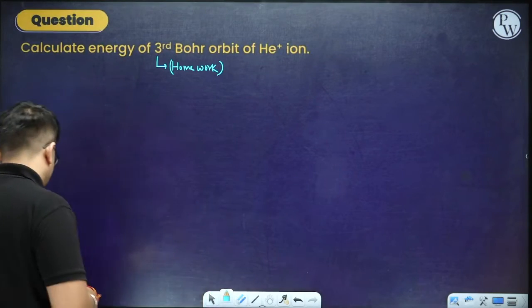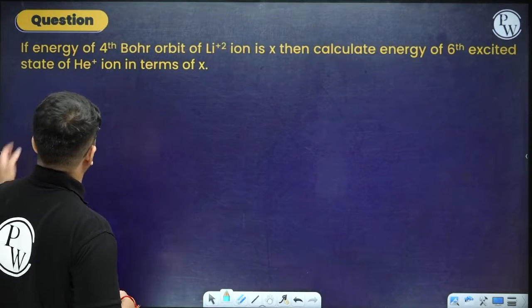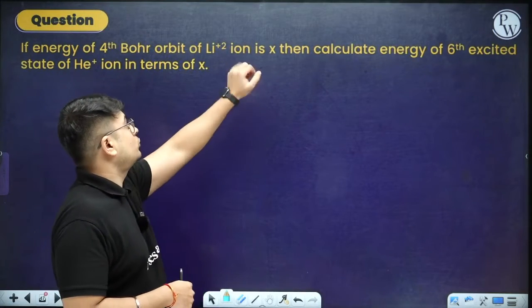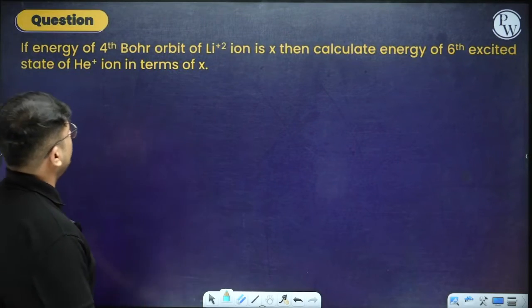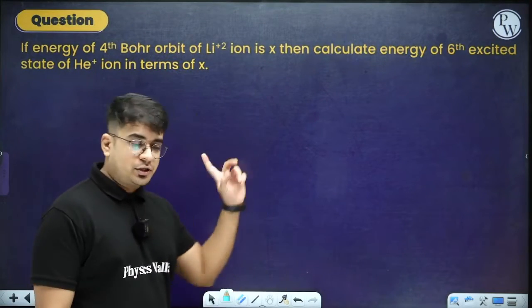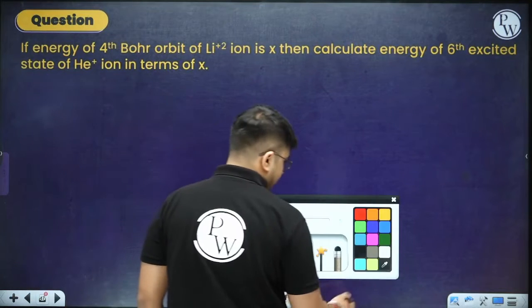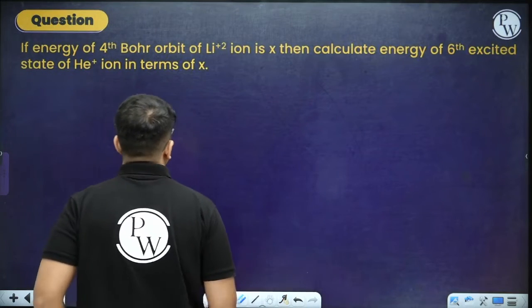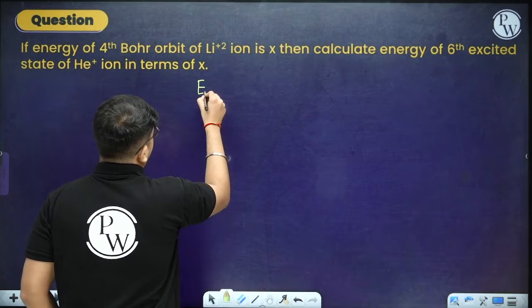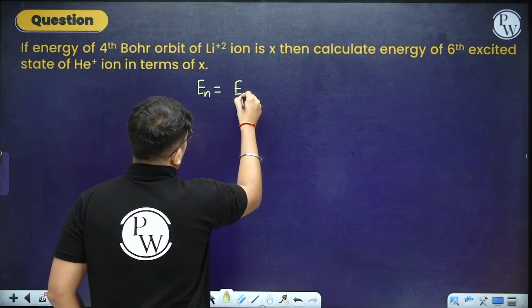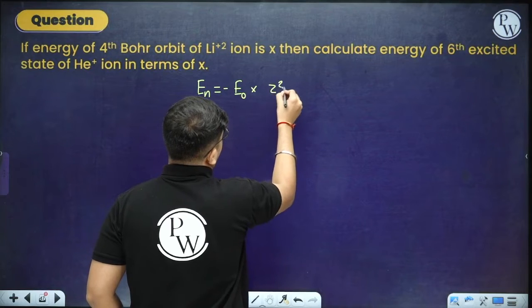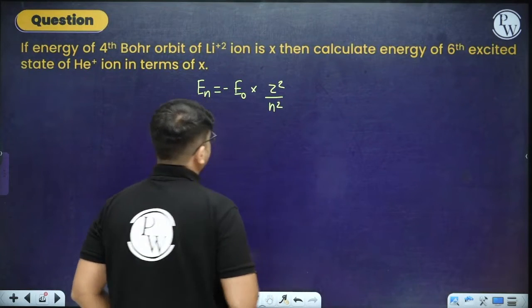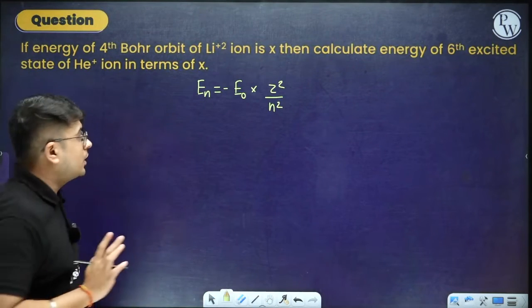Okay. Now the next part is, if the energy of the fourth Bohr orbit in Li2 positive ion is X, then calculate the energy of the sixth excited state of helium positive ion in terms of X. Now this is a good question, because we know that En will be equal to minus E naught multiplied by Z square by N square. This part we already know.